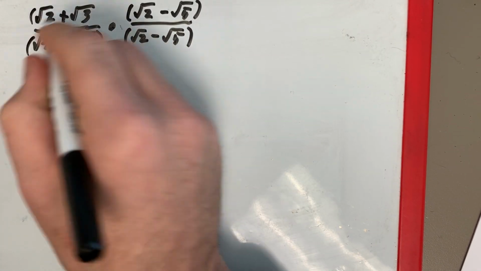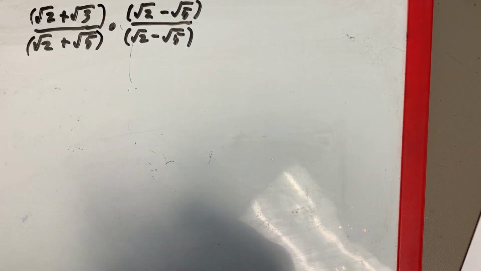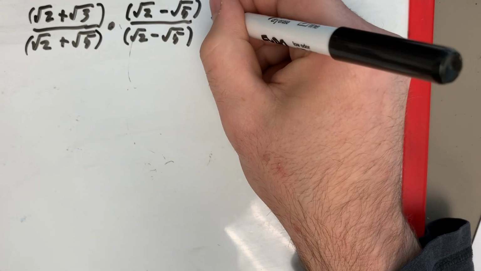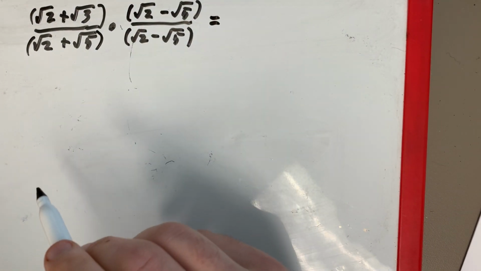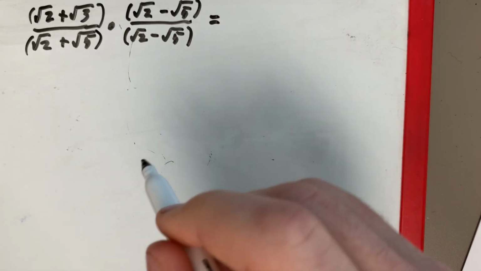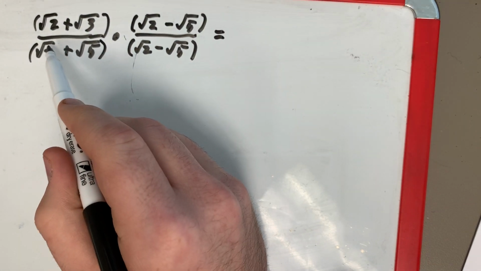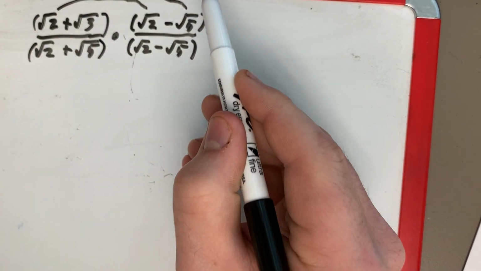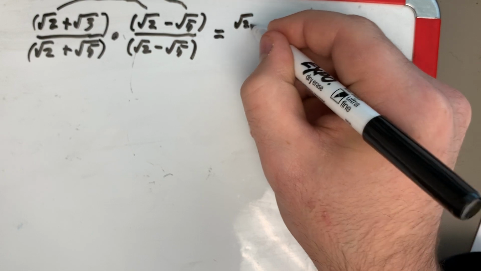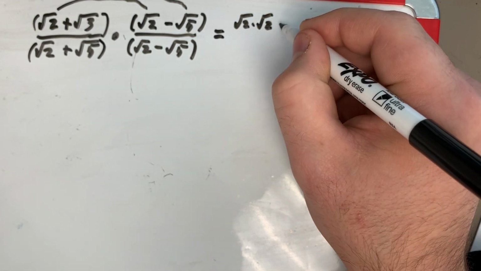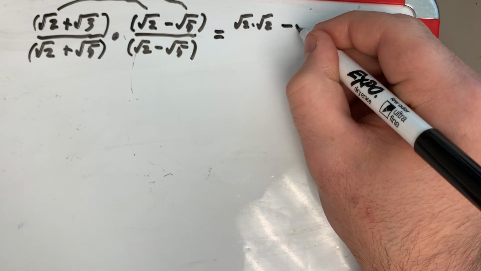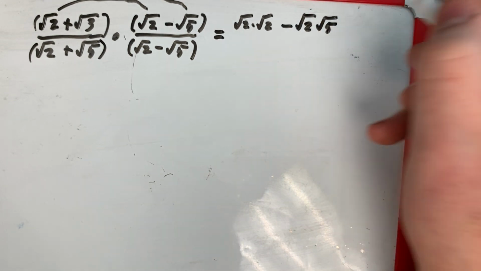So I'm going to put everything in parentheses because everything is going to need FOILed. Okay, so now the numerator is going to require foiling, and that's going to be kind of complicated. We'll worry about the denominator after we deal with the numerator. So for now, we have root 2 times root 2 plus root 2 times root 5. So do that, we have root 2 times root 2, minus actually, because we have a minus sign there. So we have minus root 2 times root 5.